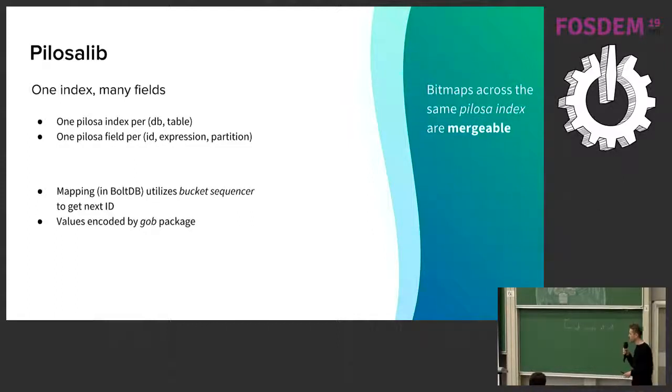Also, what we improved a little bit: we still have the mapping in BoltDB, but we use the bucket sequencer to get the next possible available ID. It improves performance a little bit, but also we have to encode and decode data, so we use the gob package from the standard library. But the good thing about having one Pilosa index per table is that right now all your database indexes are inside one Pilosa index, so you can merge them.